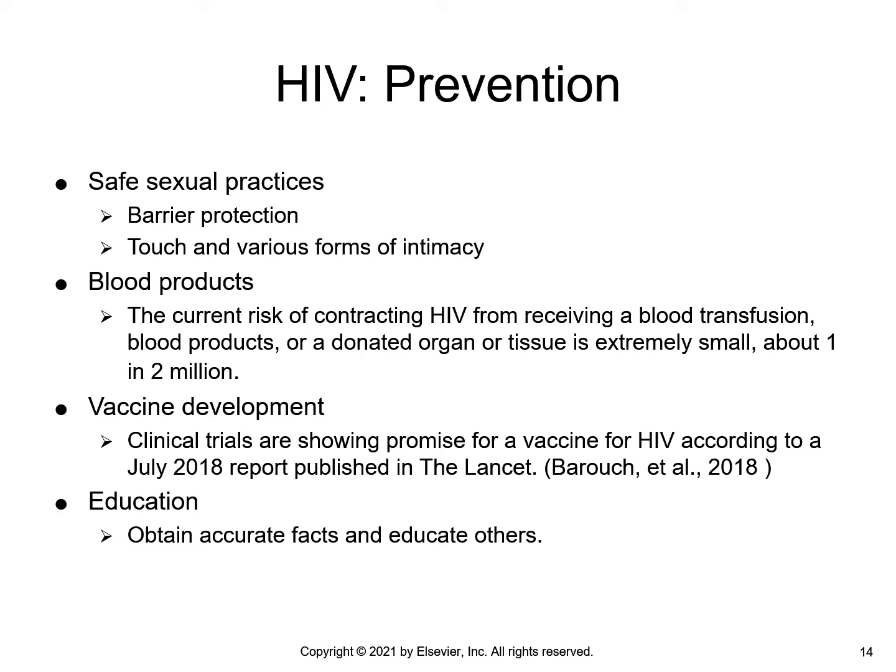Latex condoms are more impermeable than other forms of condoms. Since 1985, all blood products and prospective organ donors have been screened for blood-borne pathogens such as hepatitis and HIV. HIV mutates rapidly and countless mutations have been found, making it difficult to develop an effective vaccine against HIV.